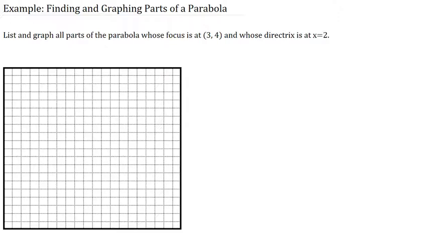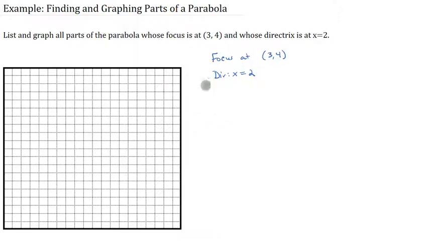Hello, in this video I want to help you understand how the parts of a parabola relate through an example of graphing, where we list all the parts and pieces of the parabola. So the first thing we know is that the focus is at the ordered pair (3, 4). And the directrix is at the line x equals 2.